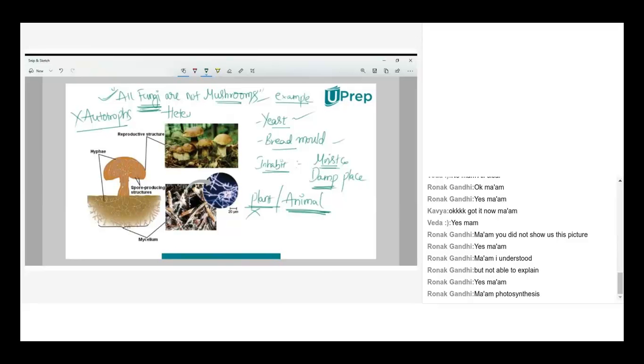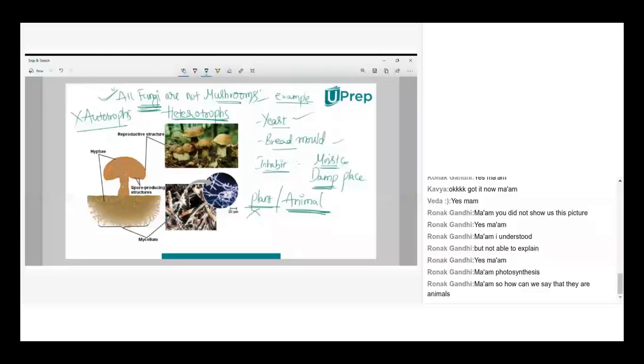So fungi are heterotrophs. How they carry out nutrition, we'll see in the next slide. Now, fungi are not plants, they will not have the photosynthetic unit. They cannot prepare their own food material. So fungi are not plants. They are different organisms. Now, they do have some similarity.